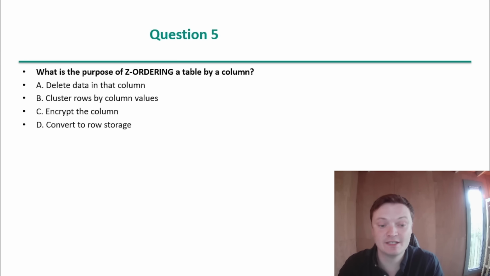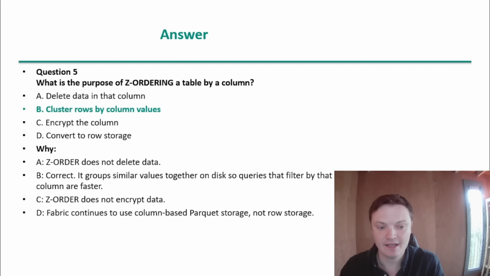And question 5. What is the purpose of Z-ordering a table by a column? A. It deletes data in that column. B. It clusters rows by column values. C. It encrypts the column. Or D. Converts it to row storage. And the correct answer is B.